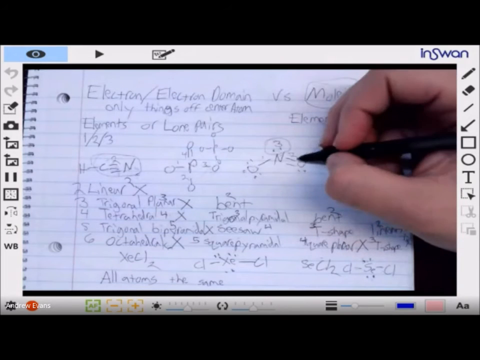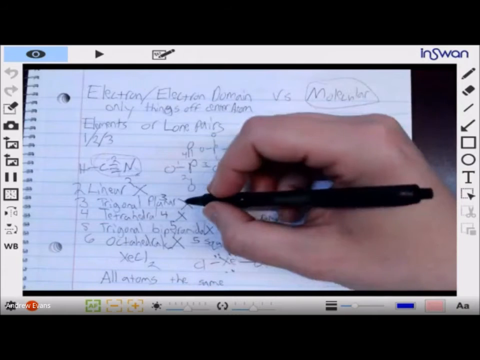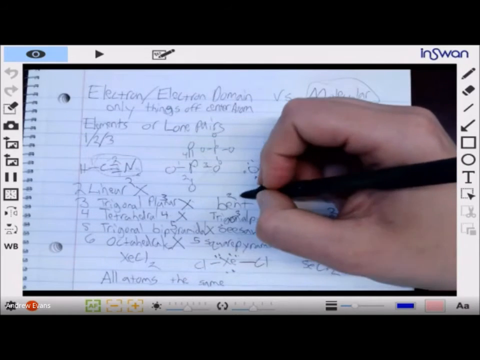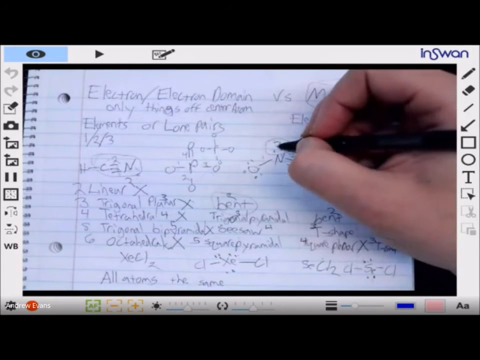Now this one, all atoms are the same, but it adopts not trigonal planar but bent geometry. So we have an O and it's bent, so it's polar.